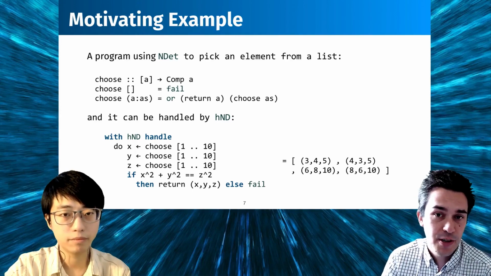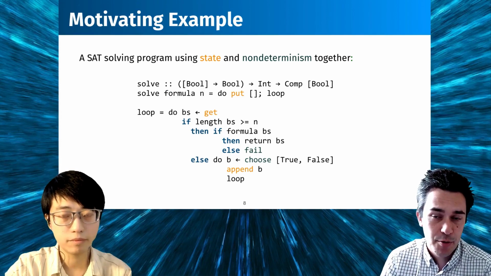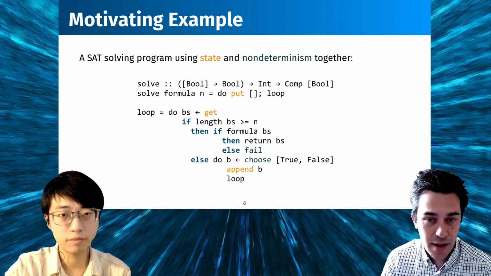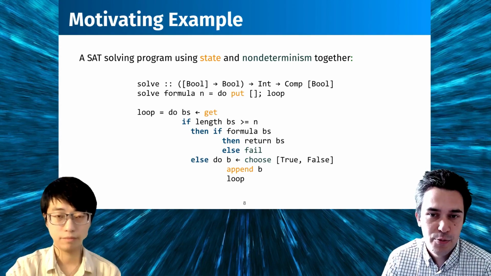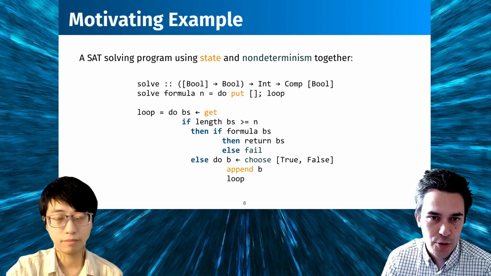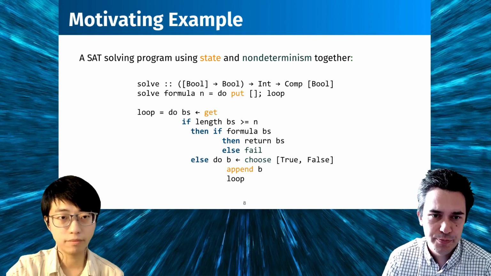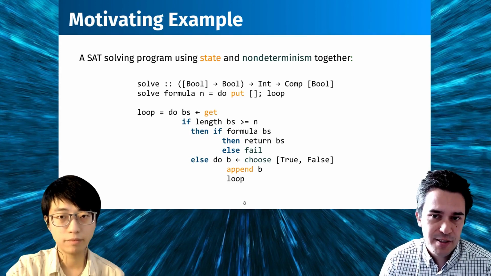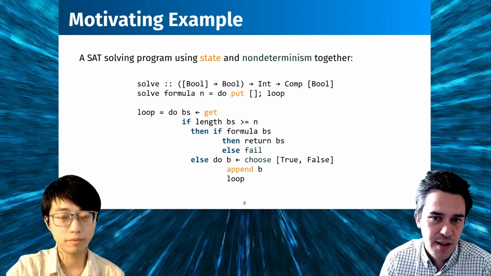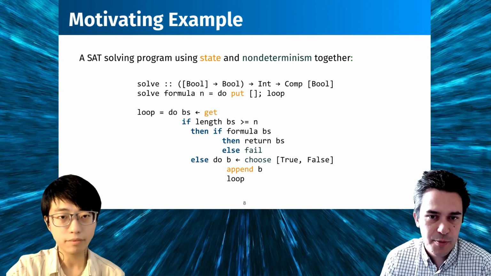The best part of algebraic effects and handlers is that they can be easily composed. I told you earlier, I'm writing a program solving the SAT problem using state and non-determinism, and this is the program. A formula is represented as a function taking a list of Booleans to a Boolean, and solve tries to find n Booleans making the formula true. It's basically a trivial search algorithm. The currently selected Booleans are stored in the mutable state, and at each step, a Boolean, true or false, is picked non-deterministically and appended to the state.